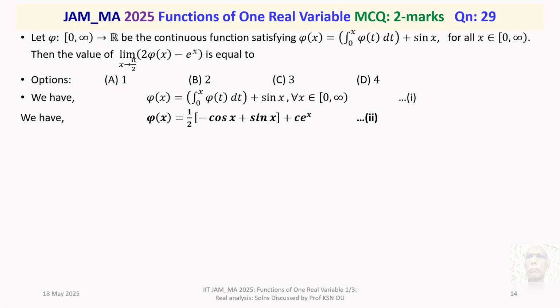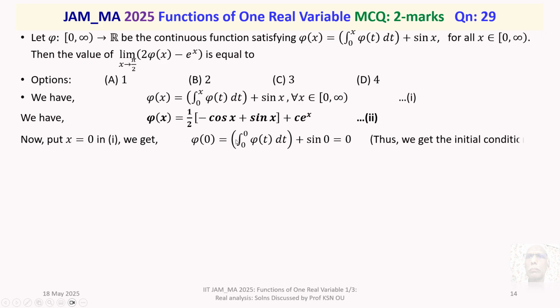So substitute x is equal to 0 in the given equation. Then it will be phi of 0 is equal to integral 0 to 0 phi of t dt, which is 0, plus sin 0 is 0. So thus we got phi of 0 is equal to 0. That's the initial condition. Now put x is equal to 0 in the first equation. Then you will get phi of 0 is equal to integral 0 to 0 phi of t dt, which is 0, plus sin 0, which is 0. 0 plus 0 is 0. Thus we get the initial condition phi of 0 is equal to 0.